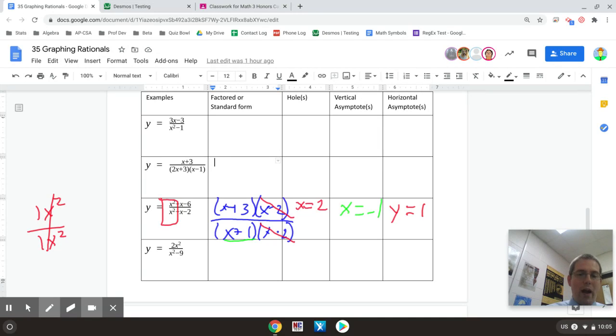To find the y-coordinate of the hole, of course, I could take the 2 and plug it into where all of my remaining x's were after I simplified. So I would have 2 plus 3 on top, which is a 5, and 2 plus 1 on the bottom, which is a 3. So my hole would be at the point x equals 2, y equals 5/3. We'll go ahead and graph that in Desmos and make sure what we're getting is right.